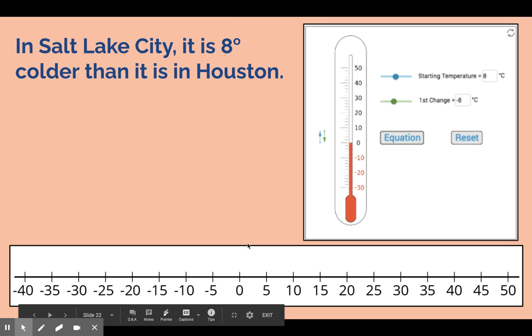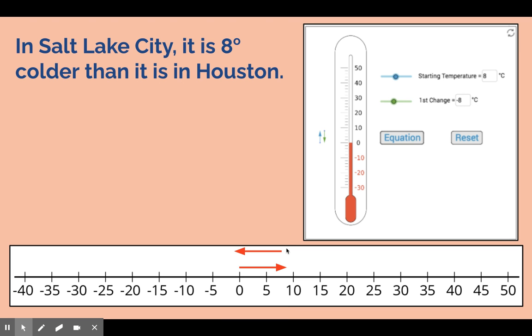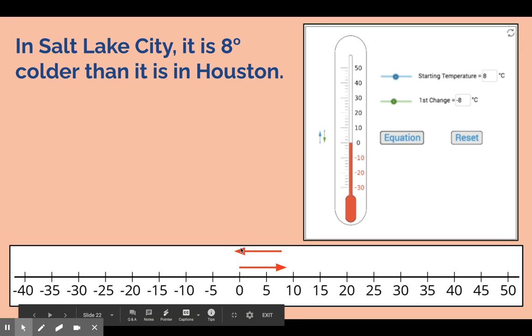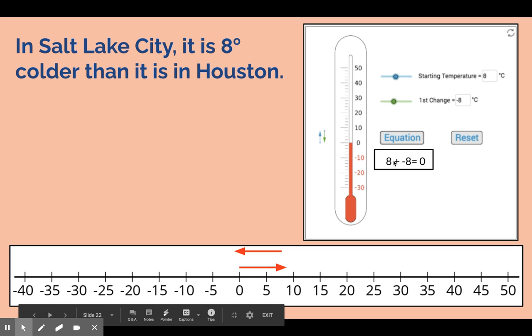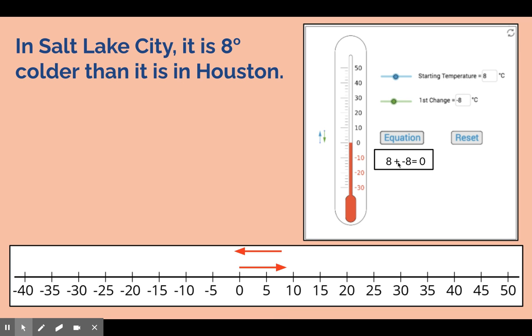So hopefully you realize that the final answer is going to be, if I'm starting at 8 degrees in Houston, but Salt Lake City is 8 degrees colder, it just takes me back to my starting point at 0. Remember, wherever the tip of my second arrow is, that's my answer. So your final answer was 0 because 8 degrees and adding -8 for getting 8 degrees colder is equal to 0. So 8 plus a -8 equals 0.